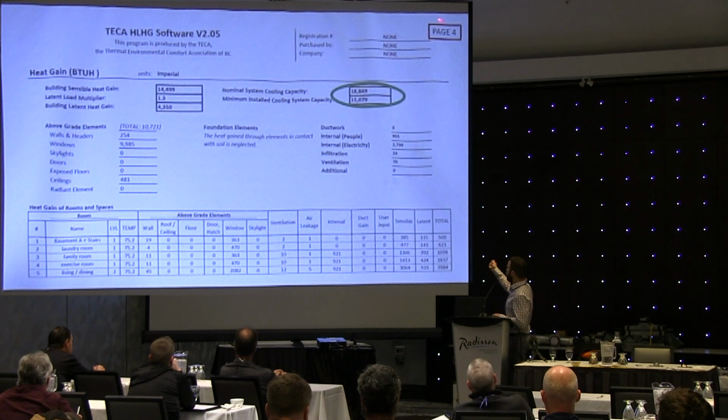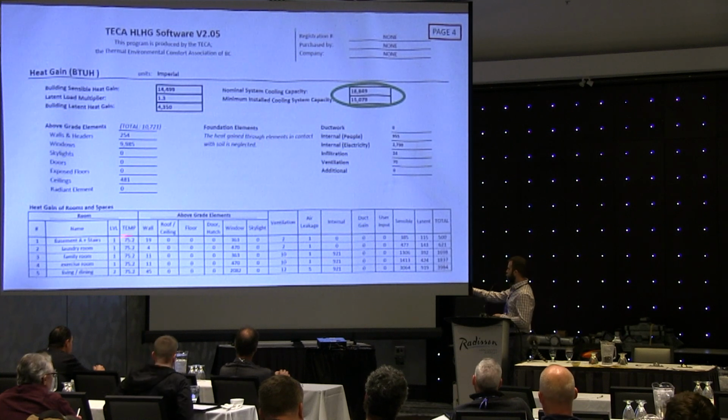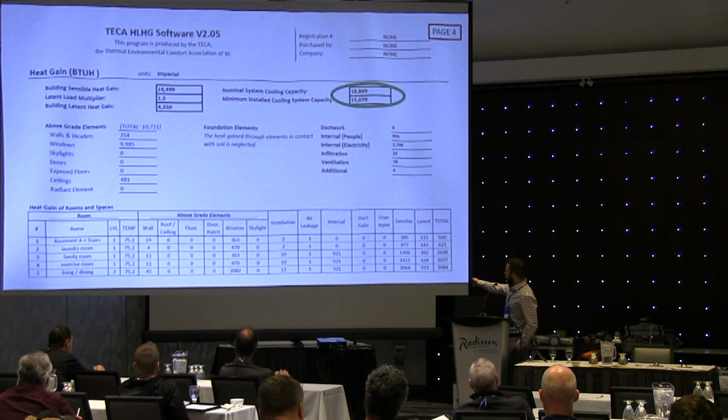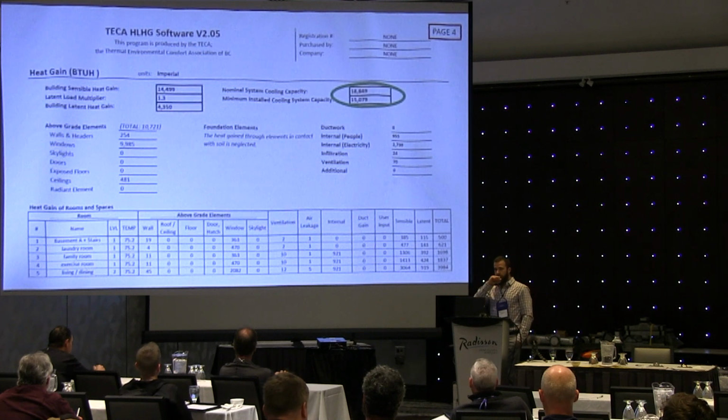So again, this is page 4. You have the registration information on the top right, heat gain for the building, all the different components of the building, and then room by room, component by component, all the way across. Internal, so what's going on here? Internal. For the basement, for the laundry room, it's 0. But for the family room, exercise room, and living room, it's 921. What's going on there? Anybody know?